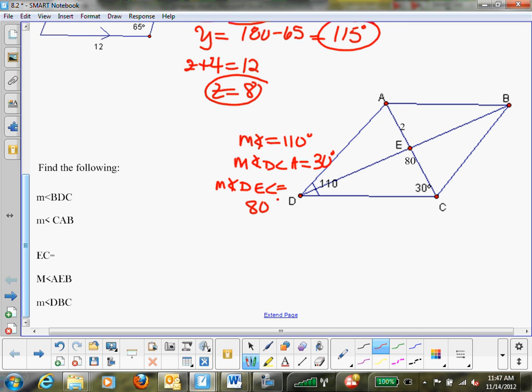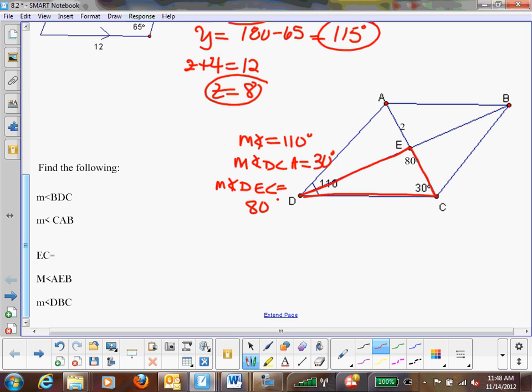So, measure of angle BDC. So you've really got to kind of think about this. BDC. What do you think? Okay. Do you see how we have a triangle? You got to look for triangles in this problem. We have this little triangle right here. And when I ask for BDC, it's the bottom left angle of the triangle. Do you see that? And so she's right.